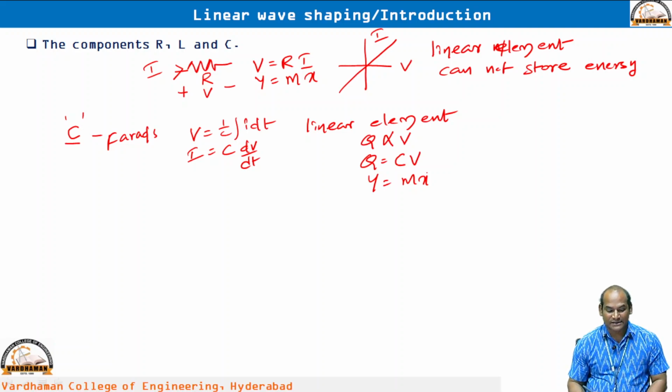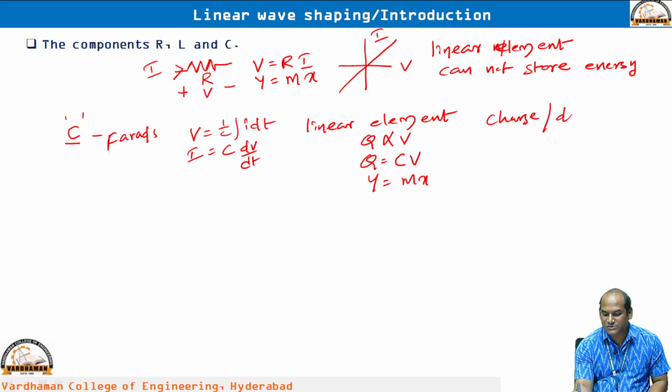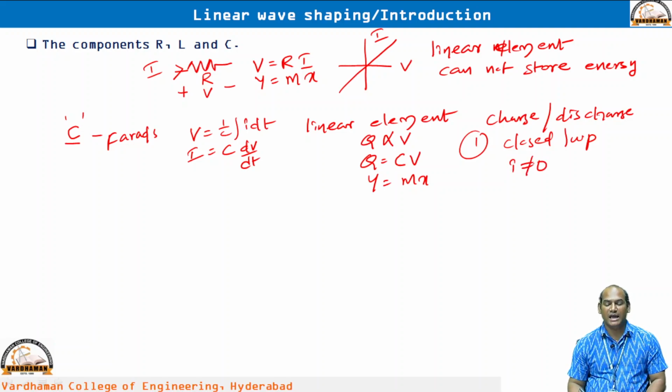Then, what are the rules for the charging and discharging of the capacitor? The capacitor can charge or discharge in a closed loop only. Closed loop means current can flow, that is, current is not equal to 0. When current is flowing, only then can the capacitor charge or discharge. That means it is possible within the closed loop only.